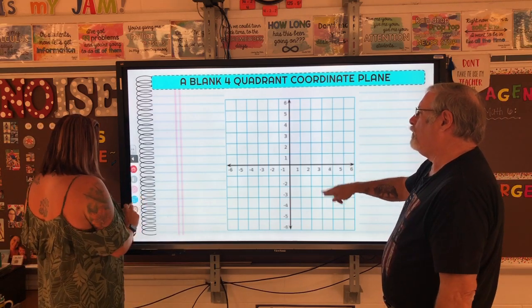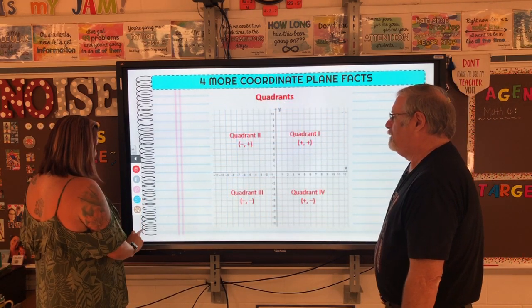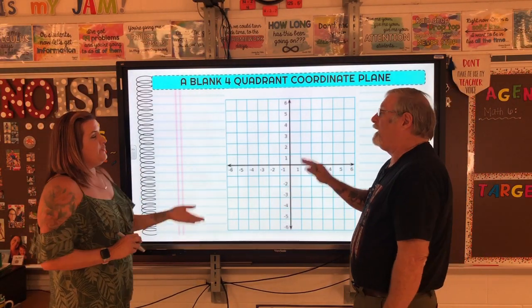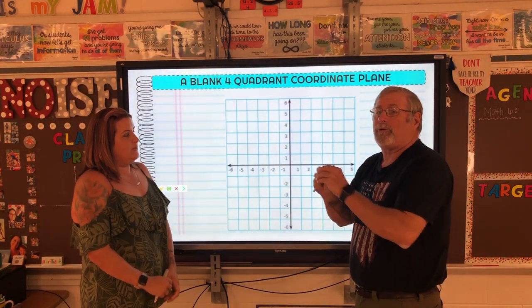So this is a coordinate plane. So this is a coordinate plane. Notice this one is a 4-quadrant coordinate plane.